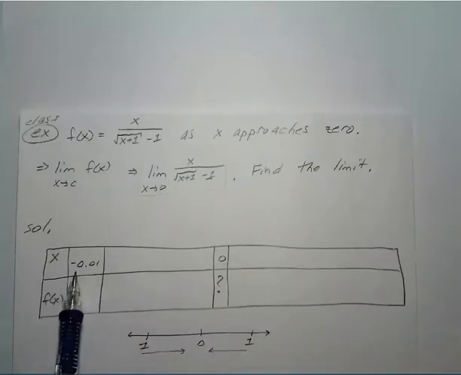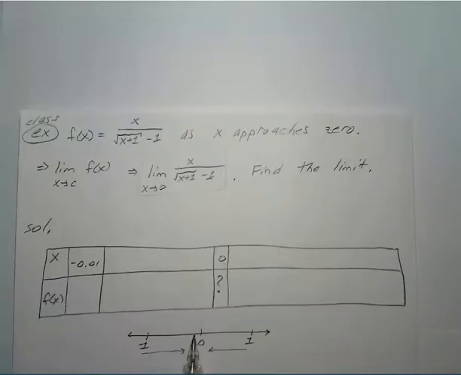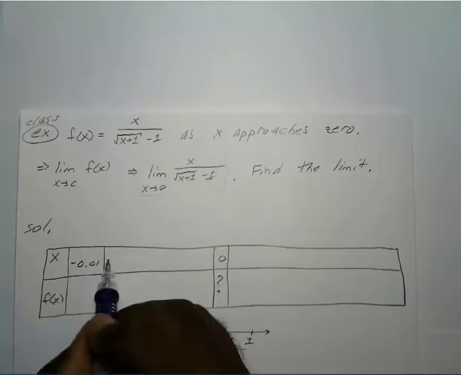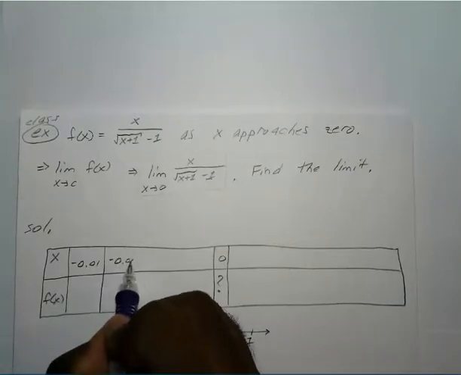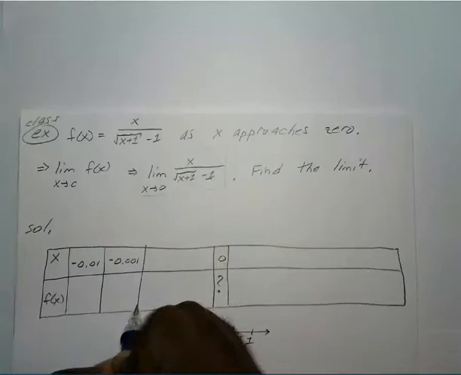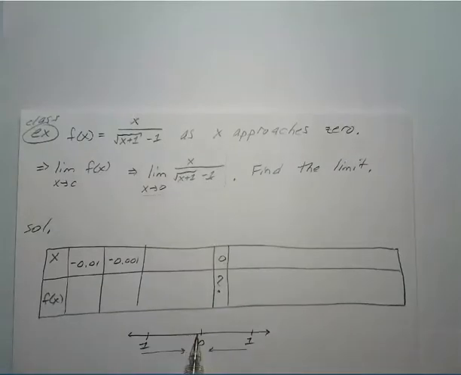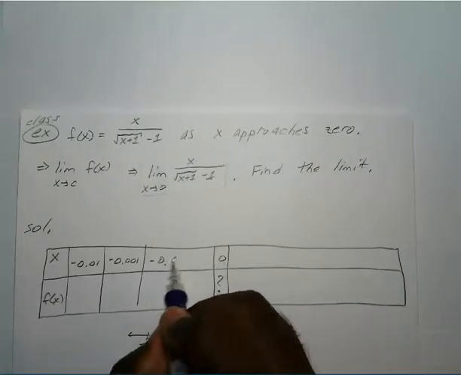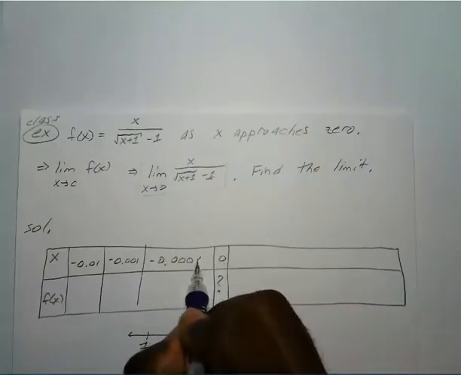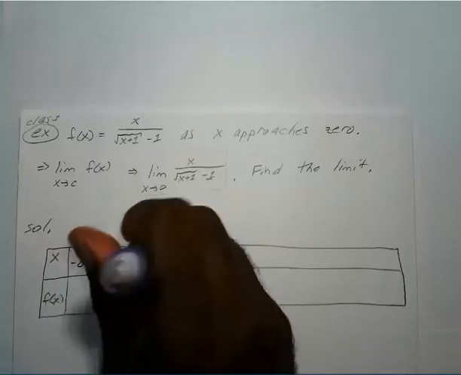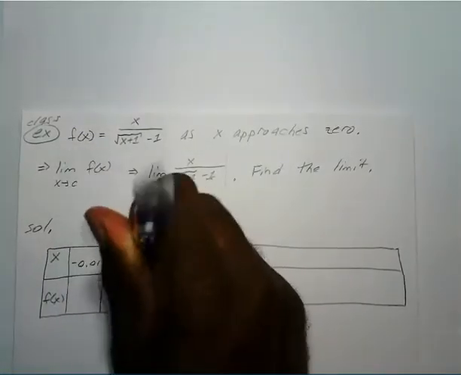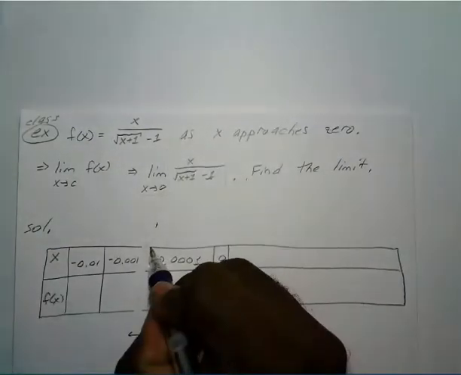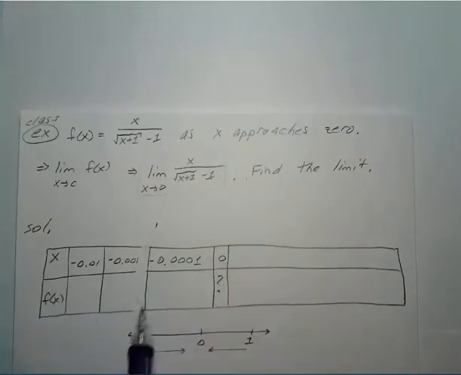Okay, so if we're starting at -0.01, we'd be about right there. Then if we go to -0.001, we get a little closer. Then we get a little closer if we have -0.0001. Actually, let me give this one a little more room. There we go.